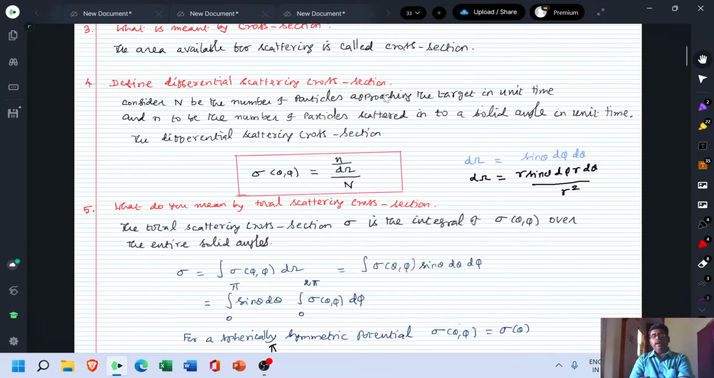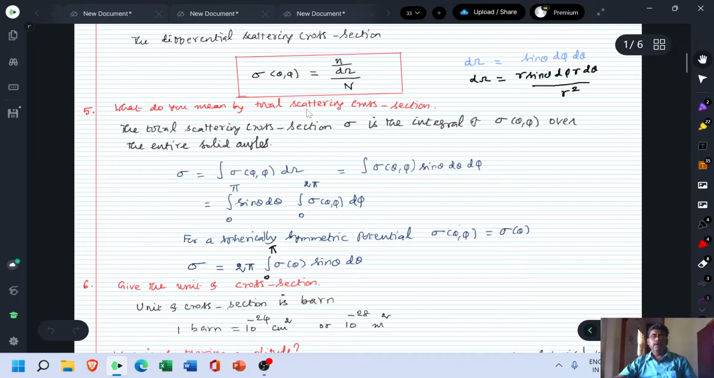Consider capital N to be the number of particles approaching the target in unit time, and small n the number of particles scattered into a solid angle in unit time. The differential scattering cross section sigma of theta comma phi is equal to small n divided by d omega, whole divided by capital N. Here d omega is the solid angle, equal to surface area divided by r square. Its value is sin theta d phi d theta.